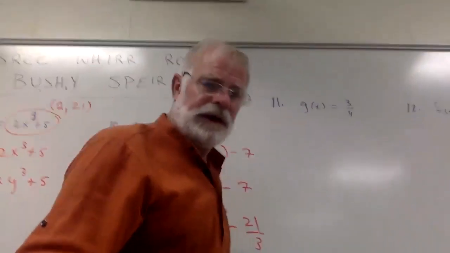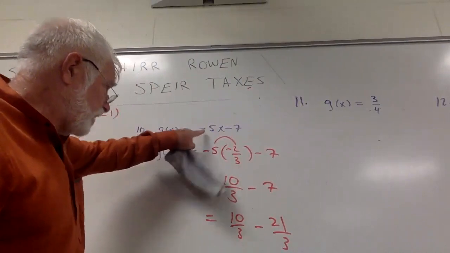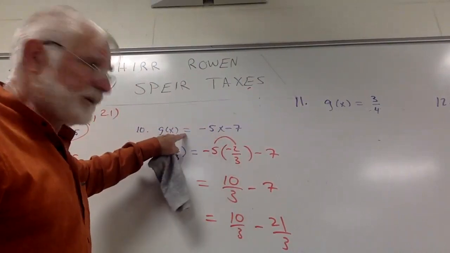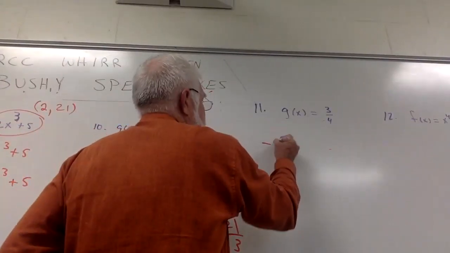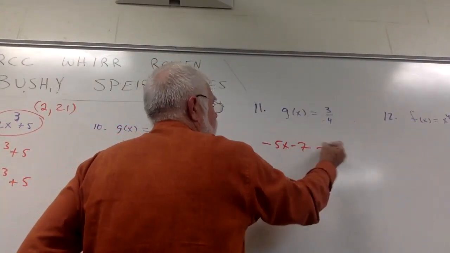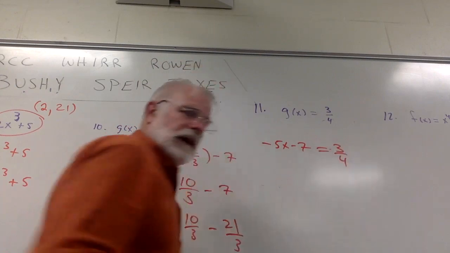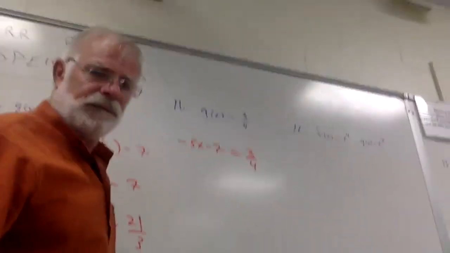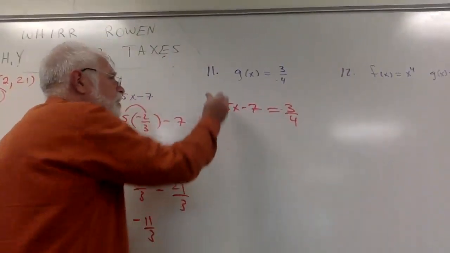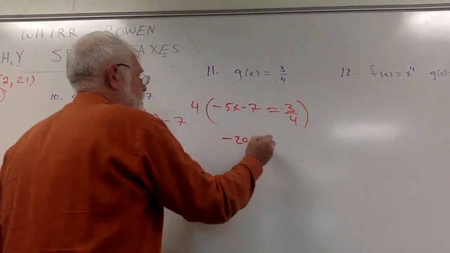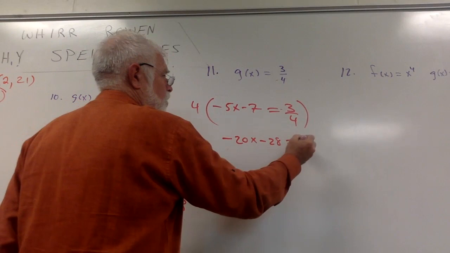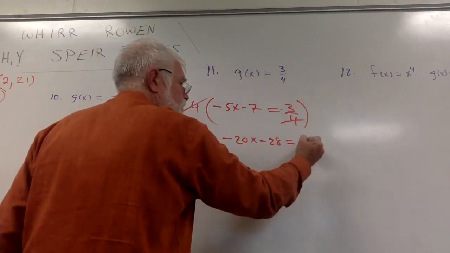Okay, now g of x equals 3/4. Well, I know what g of x is. Another name for g of x is minus 5x minus 7. And I want that to equal 3/4. And I don't like fractions. I wonder what could possibly get rid of division by 4. What could, oh, multiplication, everything by 4. Oh, that's minus 20x. That's minus 28 equals, oh, these 4's cancel, equals 3.